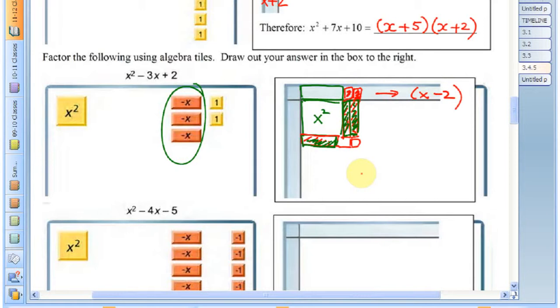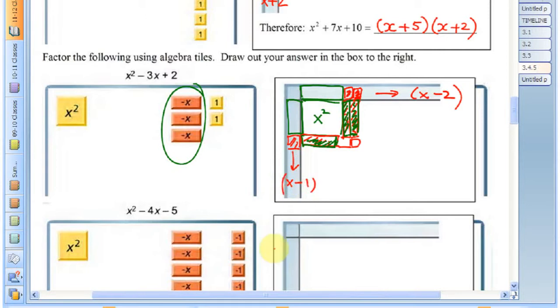Now, how about over here, along the vertical? Well, we've got this x, so that's still x. That's perfectly fine. And now what about this one down here? Is that going to be positive or negative, this little square? Negative. Why is that negative? Because this piece here is negative. See where it's touching? That part's negative, therefore that piece is also negative. So this becomes x minus 1.